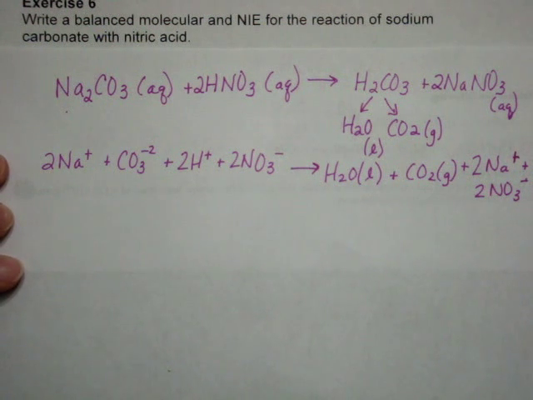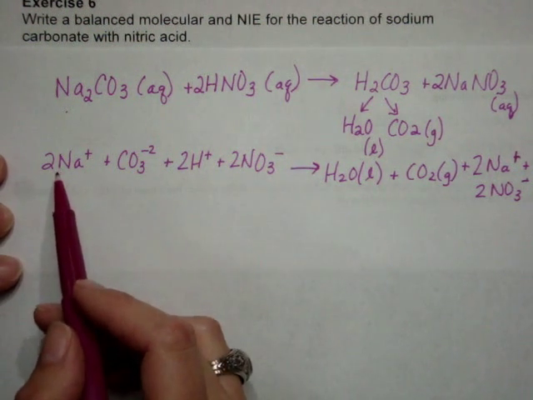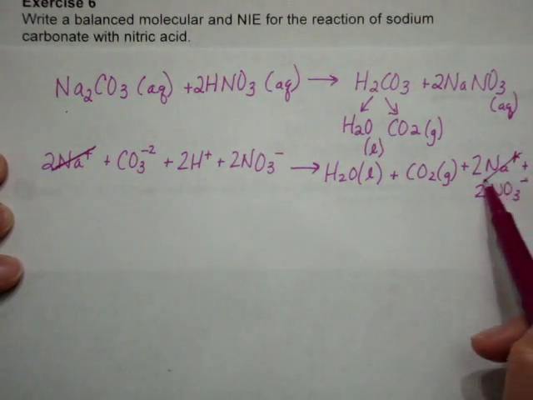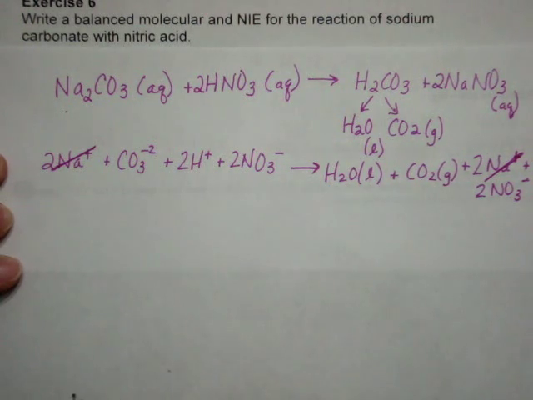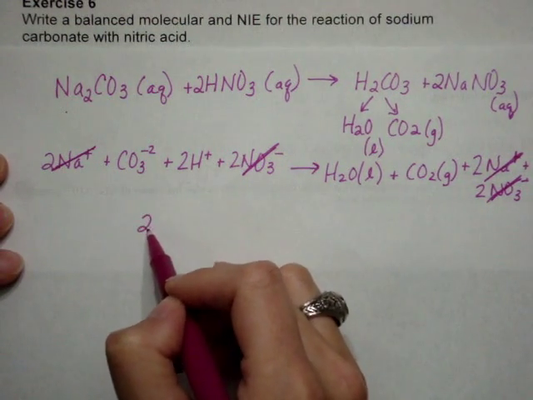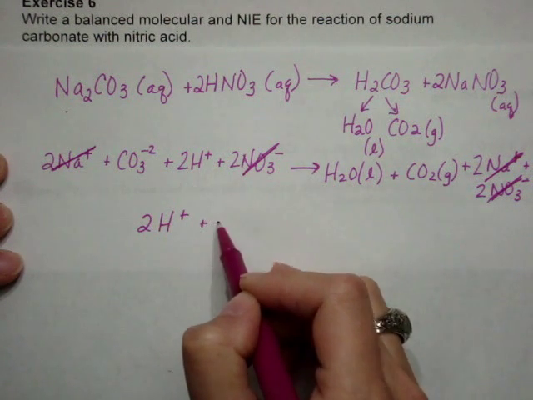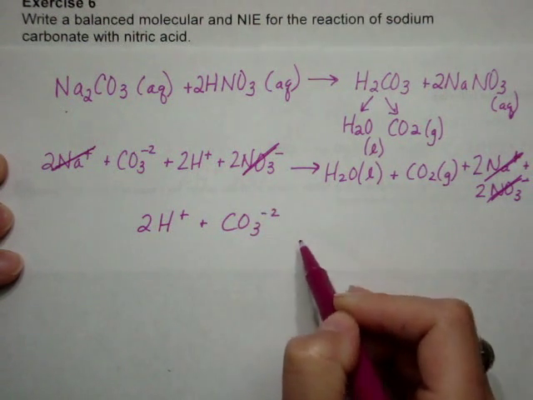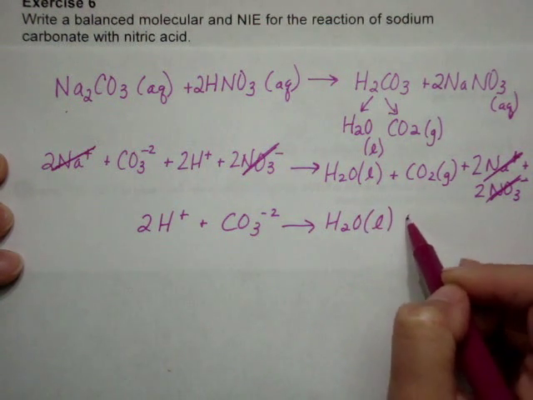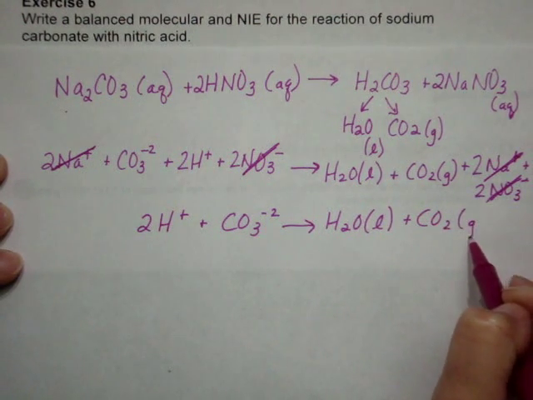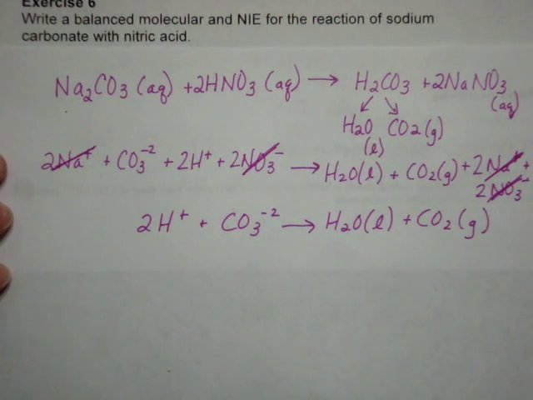Now I need to go back through and take out the spectators. If we start over here with sodium, that is indeed a spectator. Carbonate and hydrogen are part of the CO2 and the water, so we have to leave those. And then nitrate can be removed as well. So then our net ionic equation is 2H plus, CO3 2 minus, yields H2O liquid plus CO2 gas. So that was kind of a combination of acid-base and gas-forming.